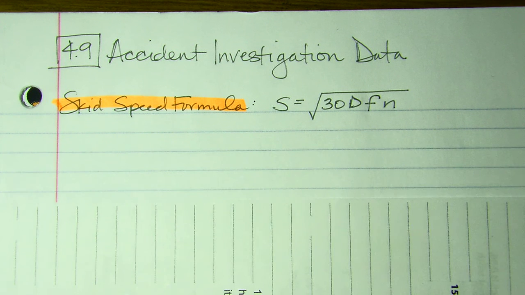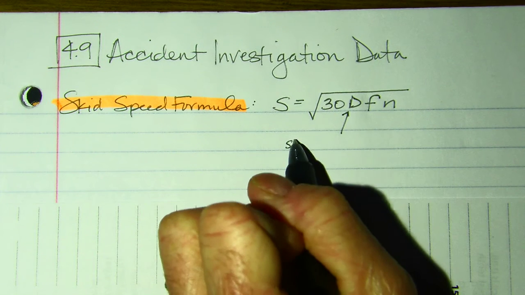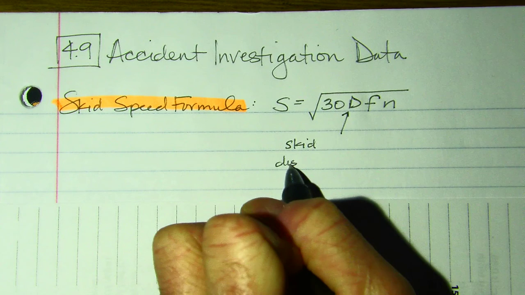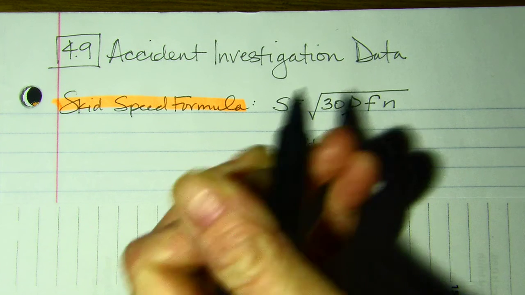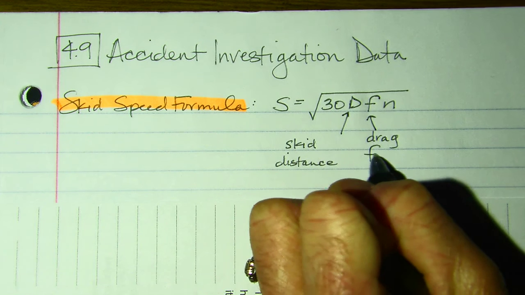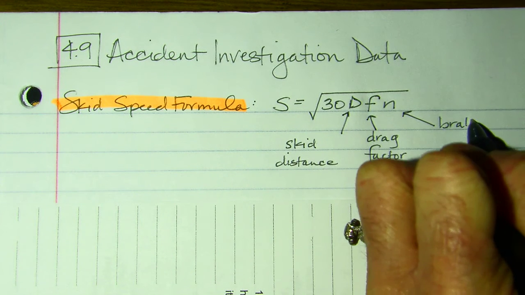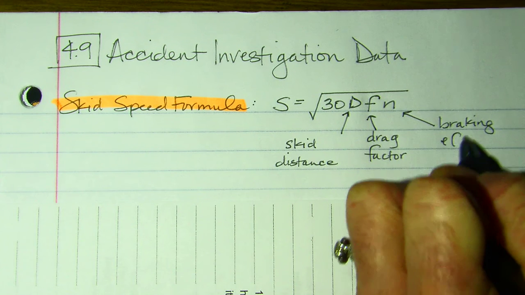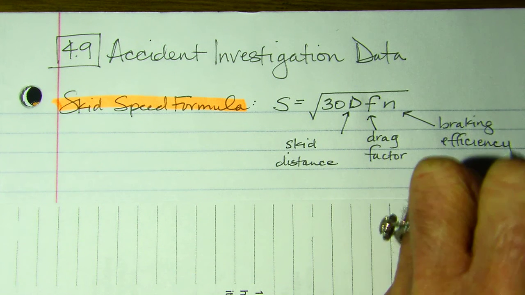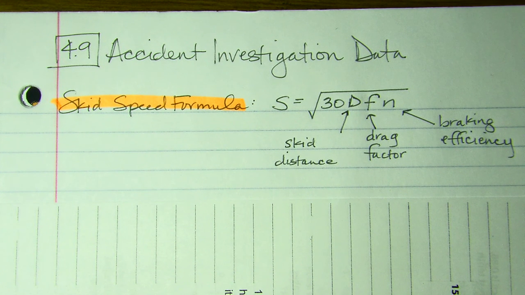So here's the formula. I'm going to go over what each letter represents. D would be the skid distance. And we're going to use this formula a lot. F is our drag factor. And N is the efficiency of our brakes, or braking efficiency. So this could have to do with how new your car is, how good your brakes are, have you had braking pads, everything like that. So those are the three variables determining, looking at your skid marks of the car, you can look at how fast the car was traveling.